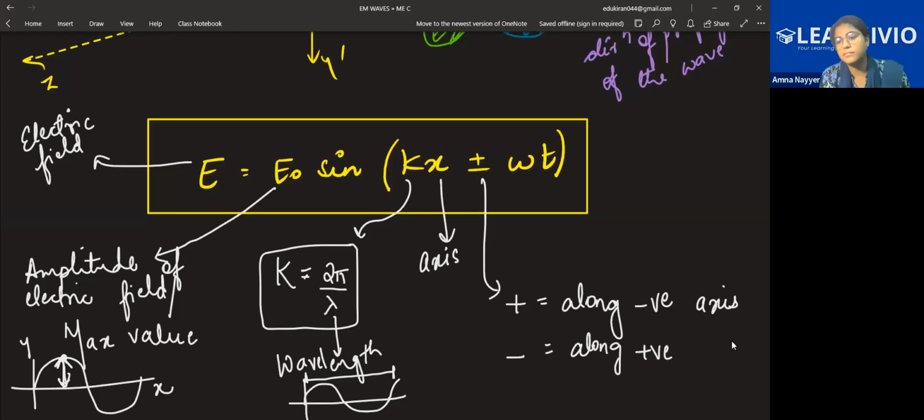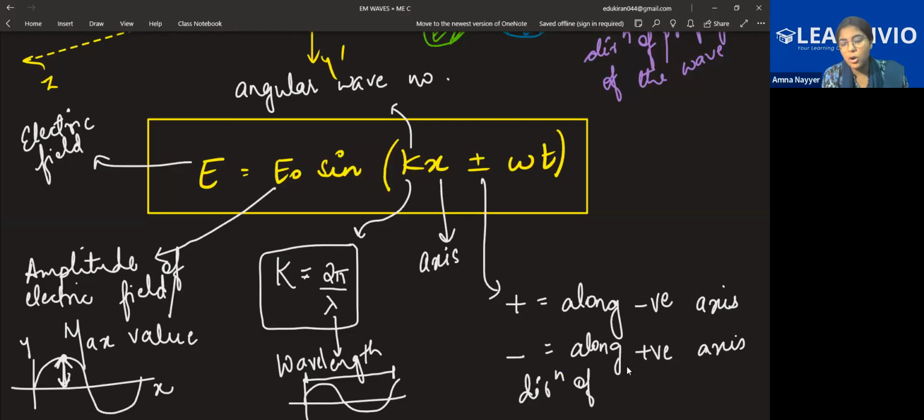axis. Now, whether it's x, y, or z is determined by the quantity next to the angular wave number. This is called the angular wave number, and this is telling you the direction of propagation. And you are already familiar with omega. Omega is the angular frequency. So this is that same omega.